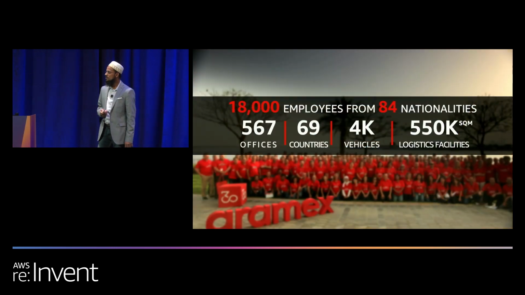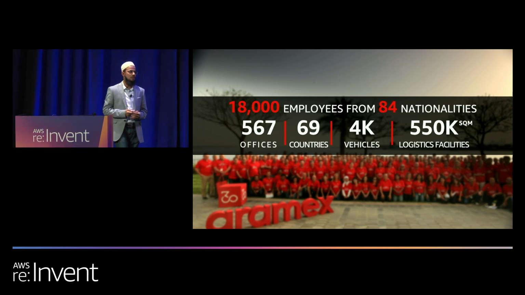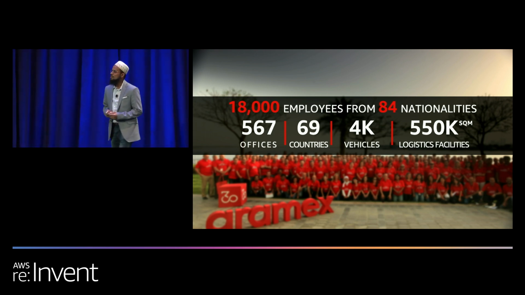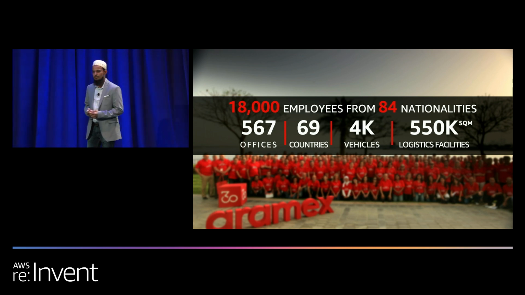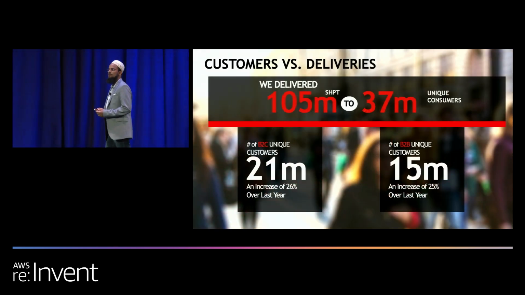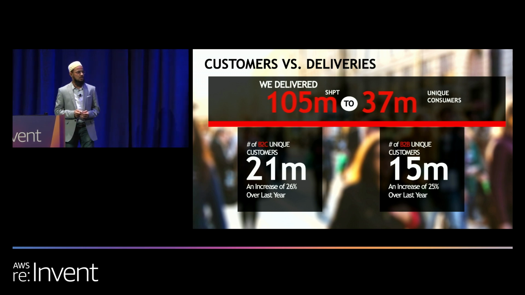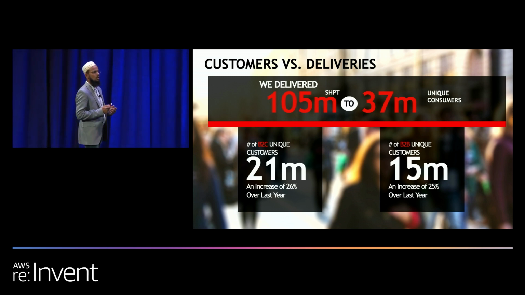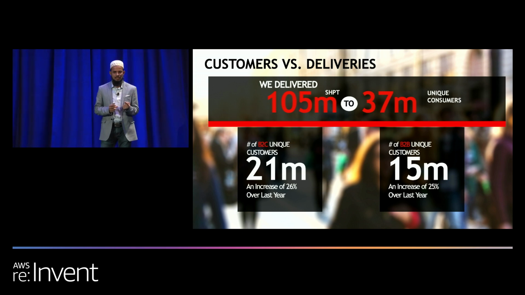Let's start with a brief introduction of Aramex. Aramex is a leading logistics and e-commerce services company in the Middle East and globally, with its operations spanning more than 60 countries and having more than 18,000 employees. Last year, we delivered more than 100 million shipments to 37 million unique customers. So at this scale, and being a logistics company, what's most important for us? Two things. One is customer experience, and the other is our business operations and processes.